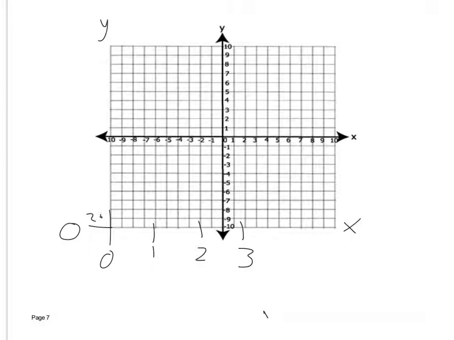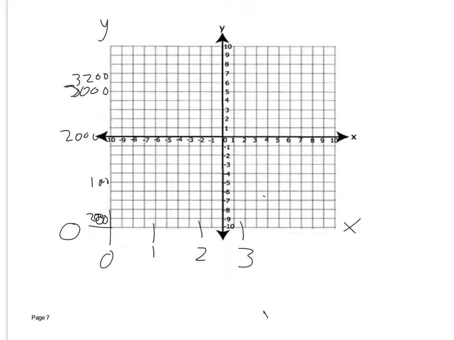So 200. That 200, I promise. Sorry, it's hard to write. 2, 4, 6, 8. That's 1,000 right there. 2, 4, 6, 8. That's 2,000. 2, 4, 6, 8. 3,000. And that right above it is 3,200. Alright, so now let's graph it.